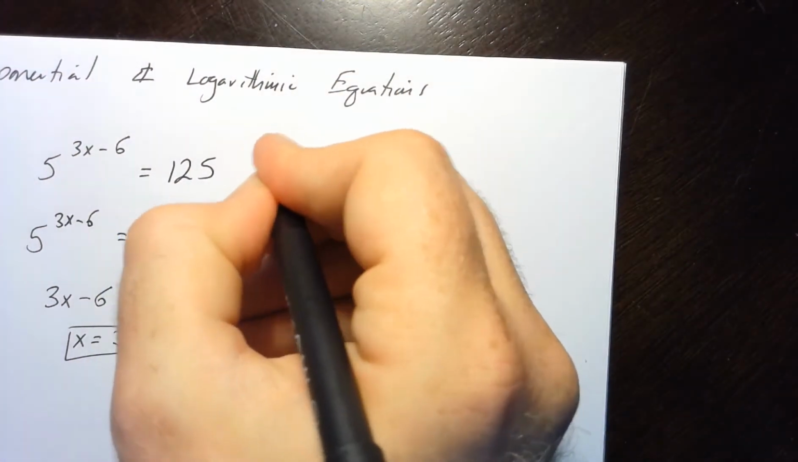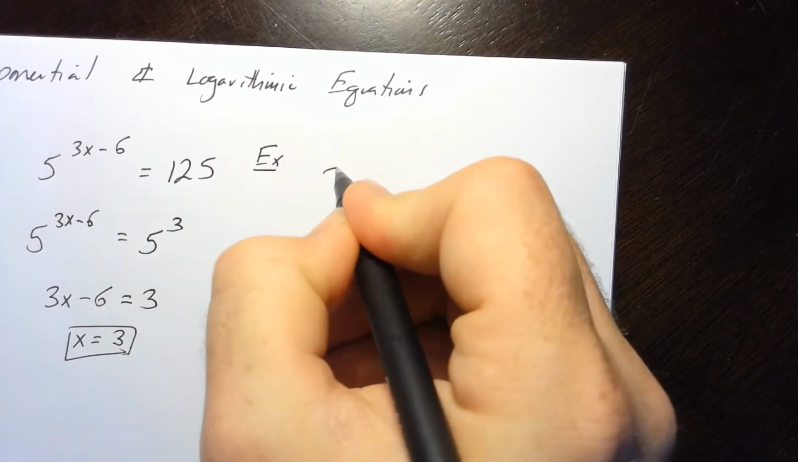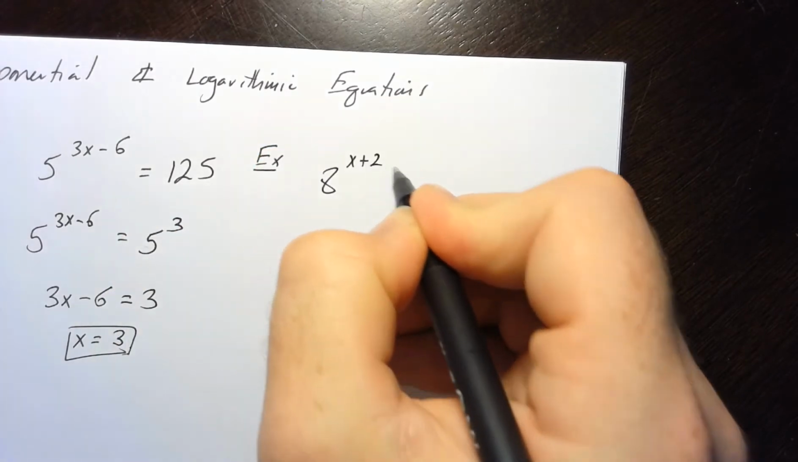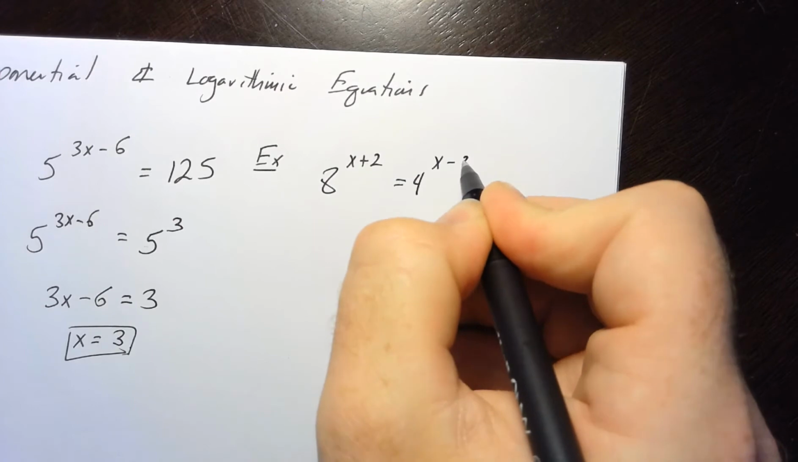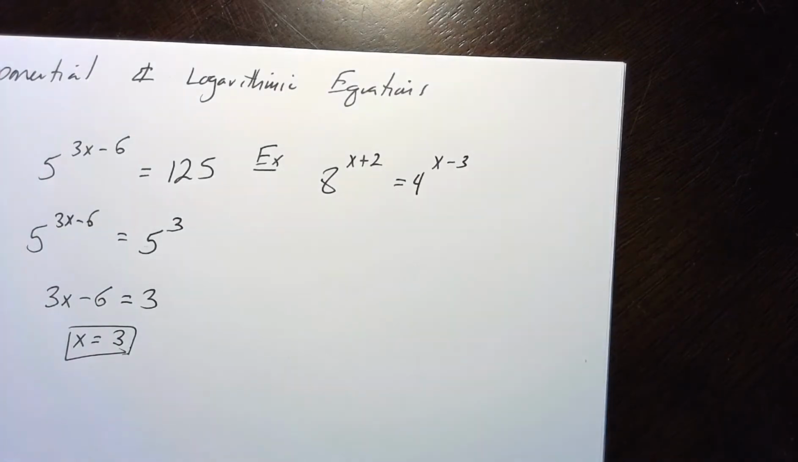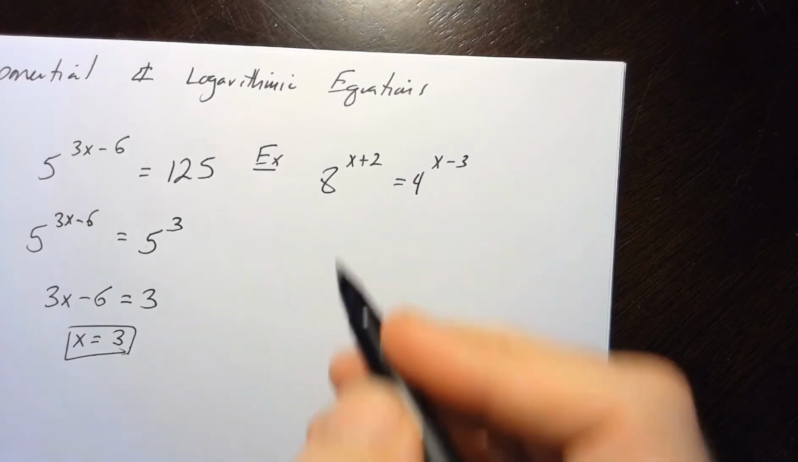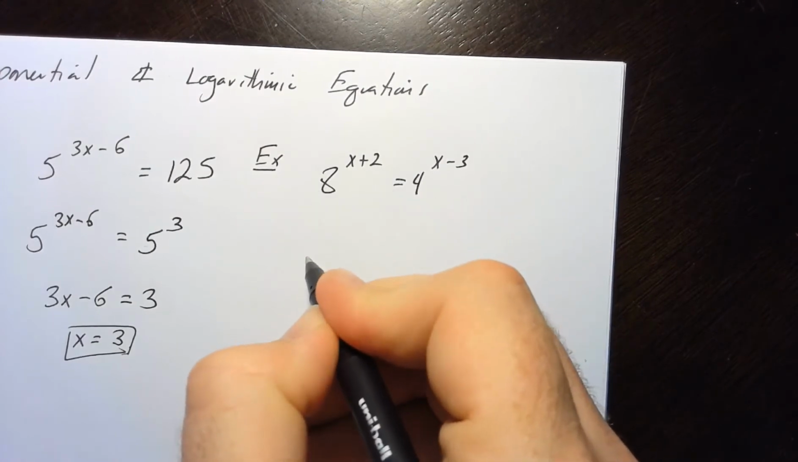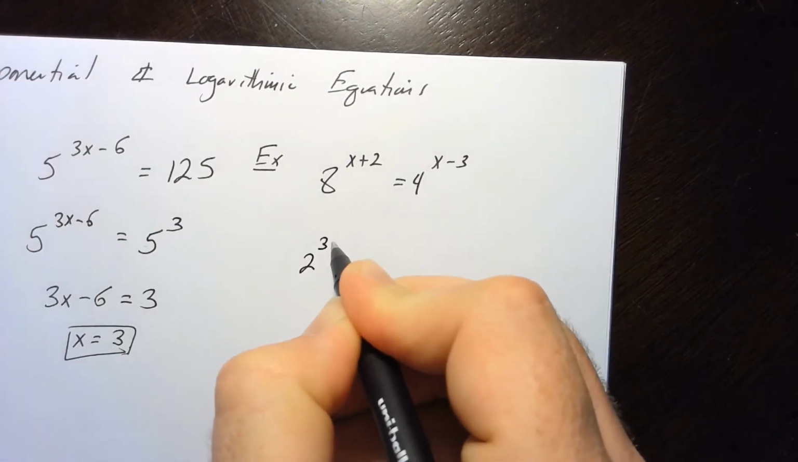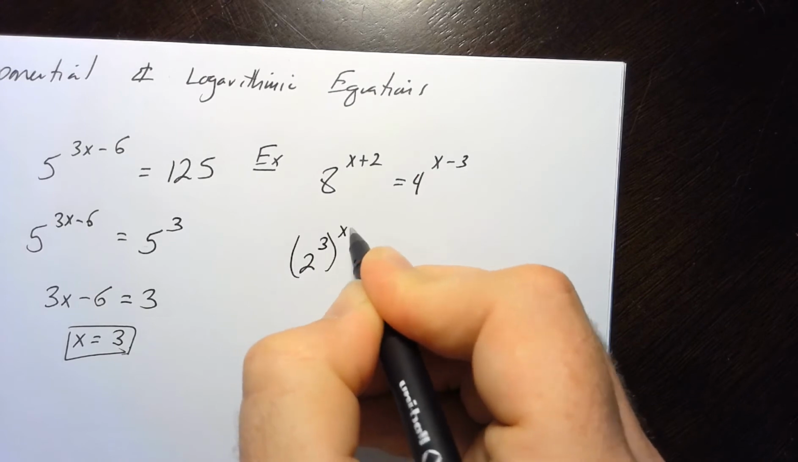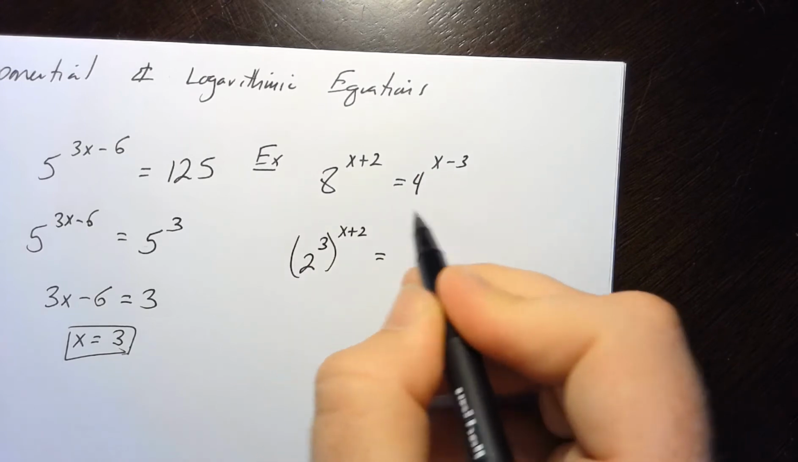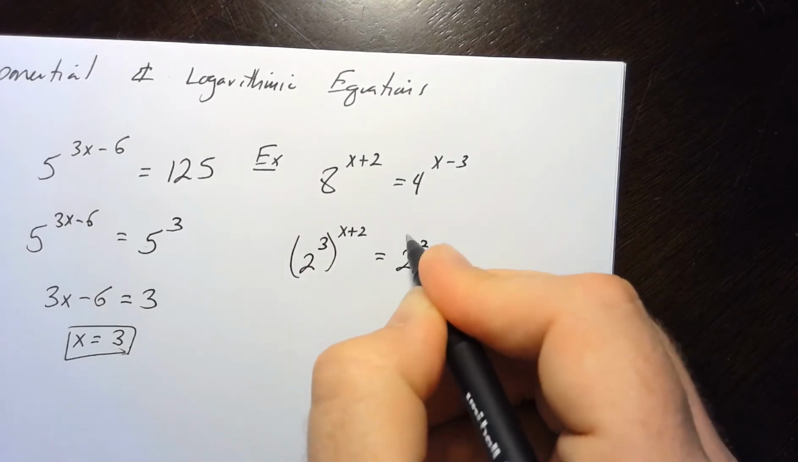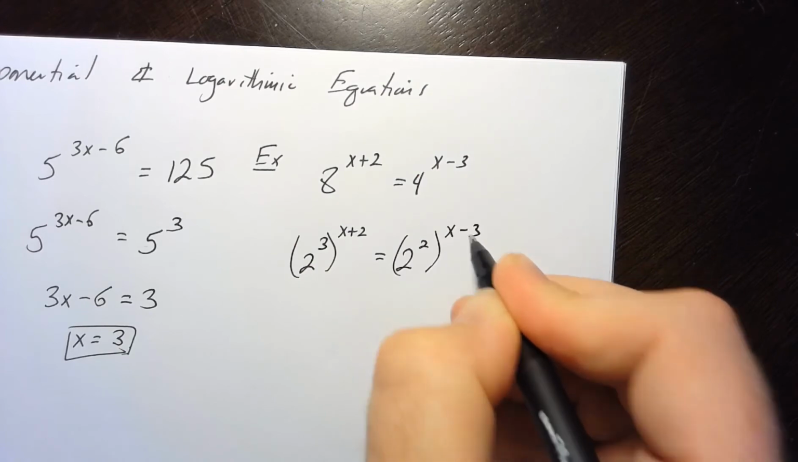The next example we're going to look at is, again, very similar to that, such that we have 8 to the power of x plus 2 equals 4 to the power of x minus 3. Now, you might ask yourself, well, can I write 8 as 4 to the power of something? And the answer is no, at least not sufficiently and not smoothly. The same goes for 4. However, what we can do is rewrite the 8 so that it's 2 to the power of 3, and then that whole thing is still to the power of x plus 2. Equals, and we can rewrite the 4 so that's 2 to the power of 2, so that whole thing is to the power of x minus 3.